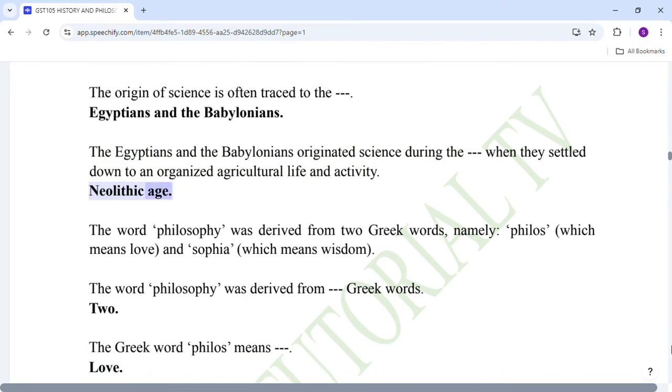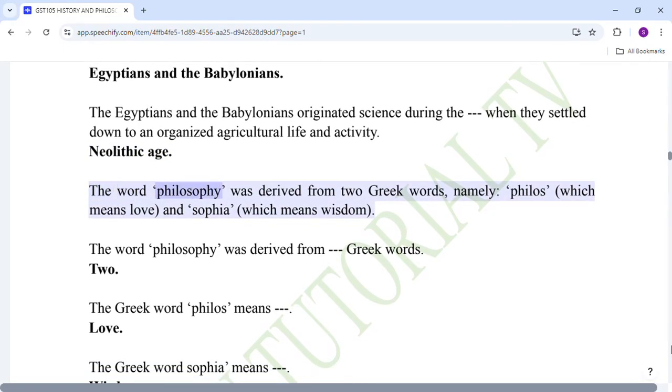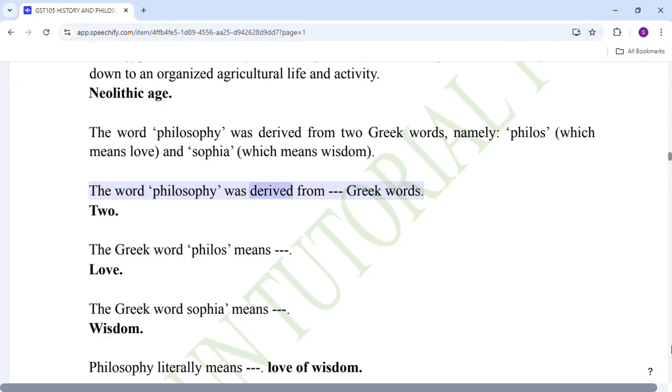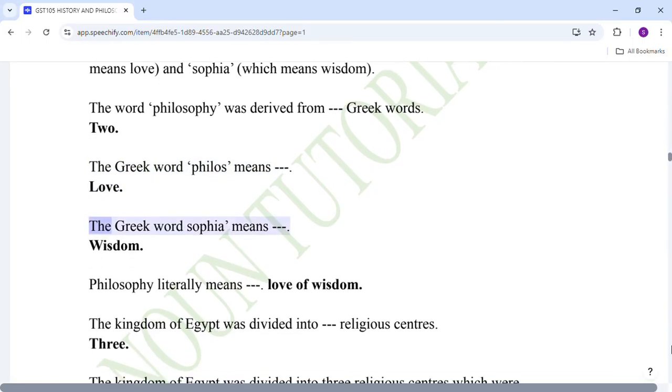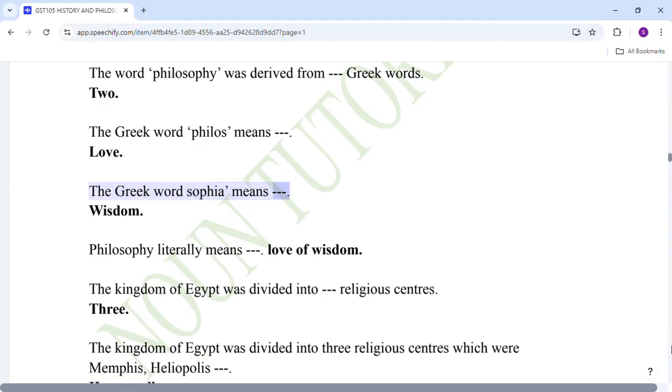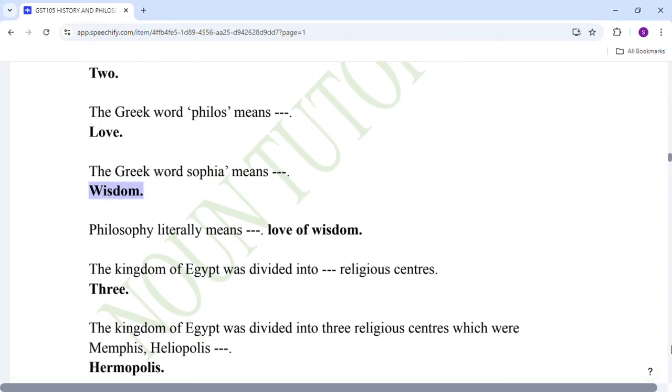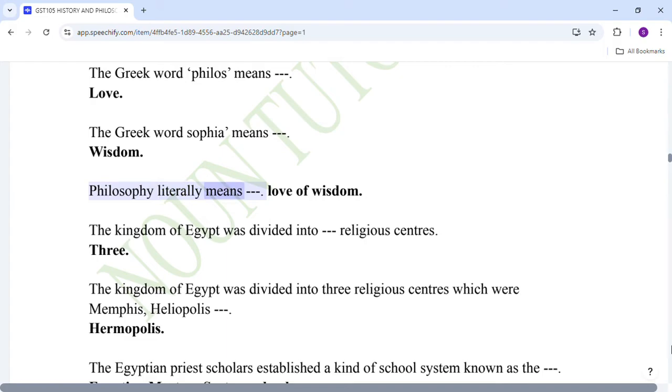The word philosophy was derived from two Greek words, namely, philos, which means love, and sophia, which means wisdom. Philosophy literally means love of wisdom.